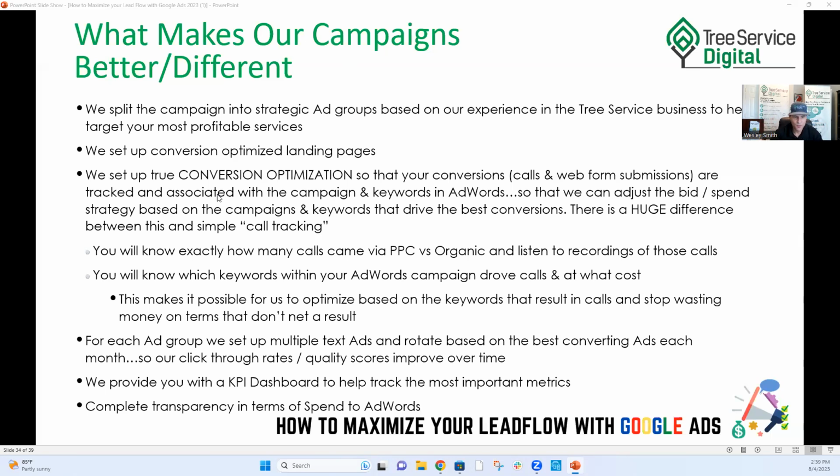increasing what does work. For each ad group, we set up multiple text ads and rotate based on the best converting ads each month. So our click-through rates and quality scores improve each month as you continue to optimize the ad groups in the campaign. And there's complete transparency in terms of ad spend on the Google Ads platform. You'll know exactly how much you're spending.